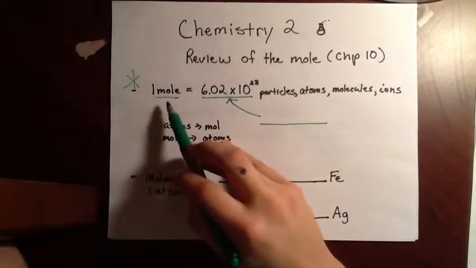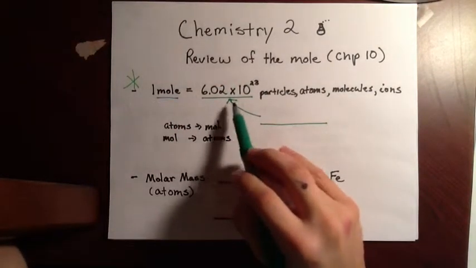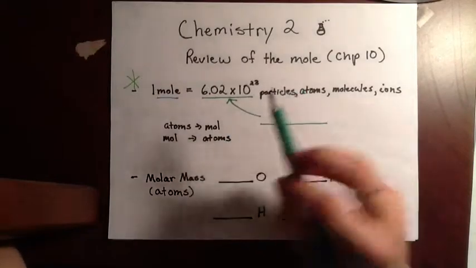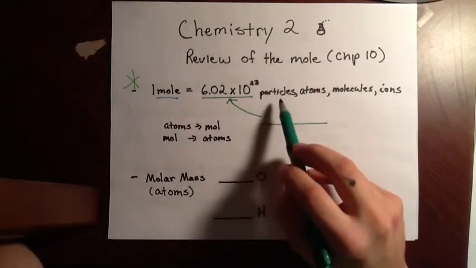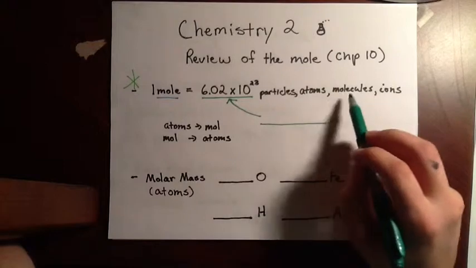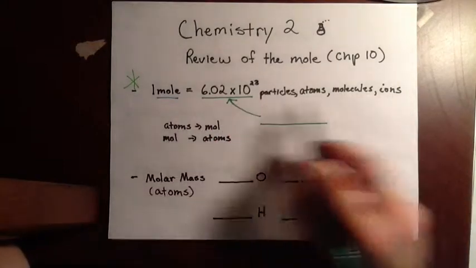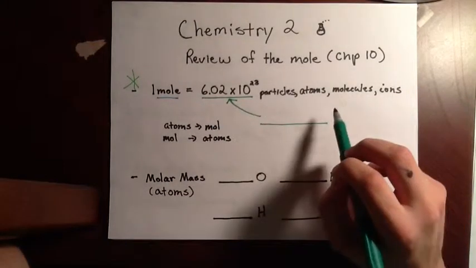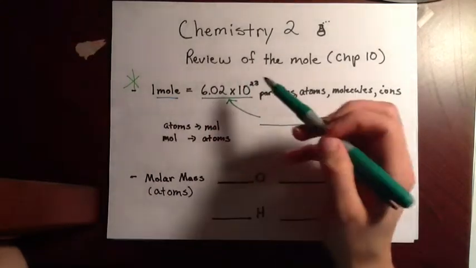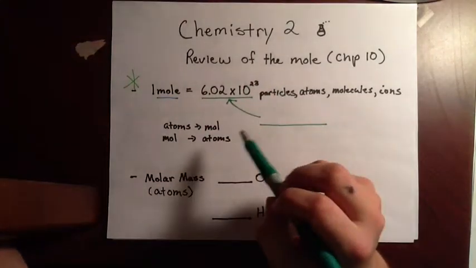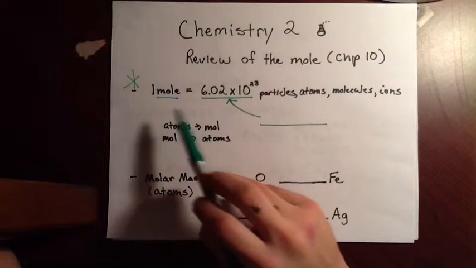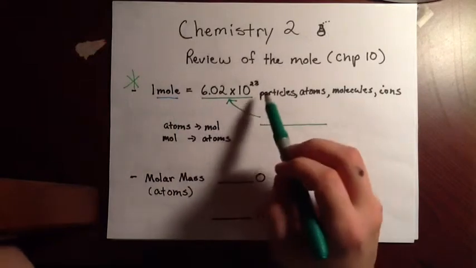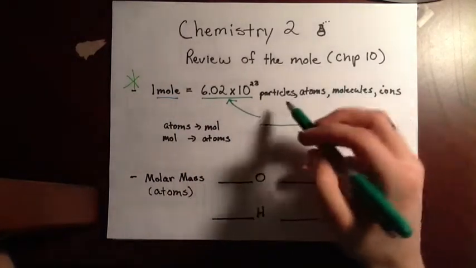Remember, a mole of something is just 6.02 times 10 to the 23rd of that thing. So we can discuss particles, atoms, molecules, ions, it can be any number of those. It's just like a dozen. So a dozen equals 12 of something. A mole equals 6.02 times 10 to the 23rd of something, and the things we're talking about again are listed here.